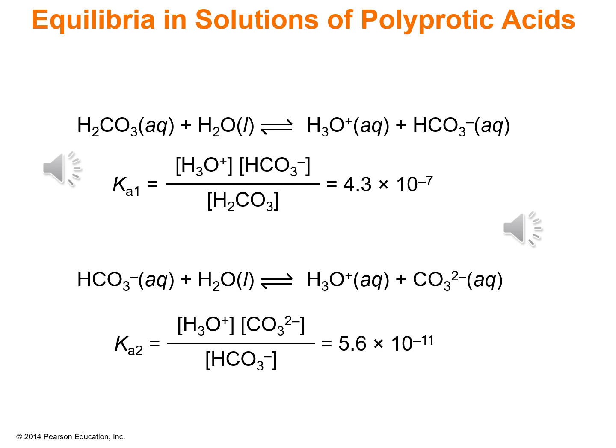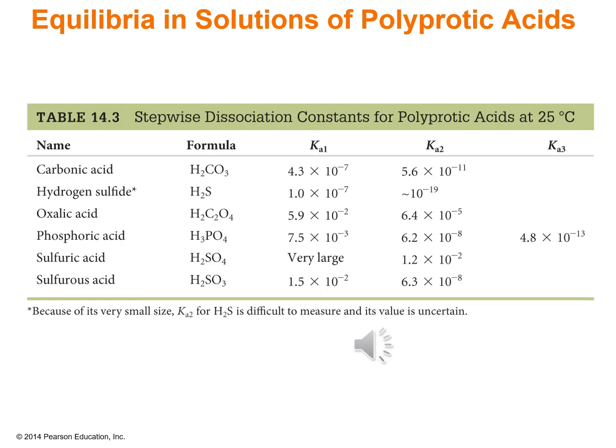In the case of a triprotic acid, like phosphoric acid, it's more difficult to remove a hydrogen ion from an anion with a double negative charge than from an anion with a single negative charge. So Ka3 would be less than Ka2. So again, because of electrostatic forces, it's more difficult to remove a positively charged proton from a negative ion than from an uncharged molecule. So Ka2 is always going to be smaller than Ka1.